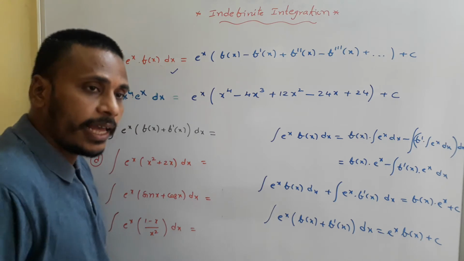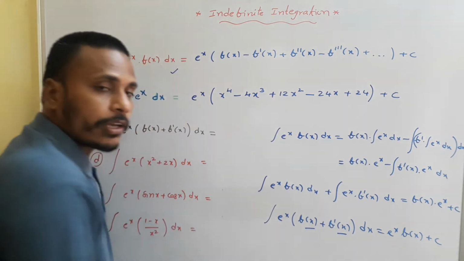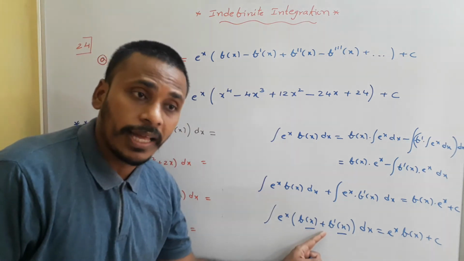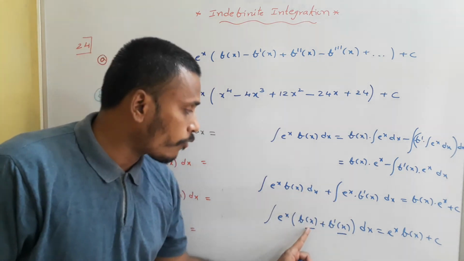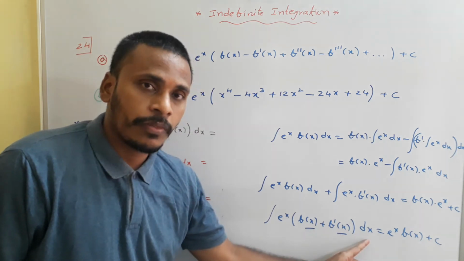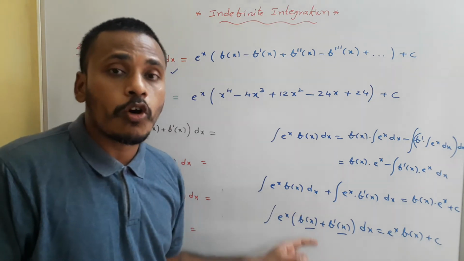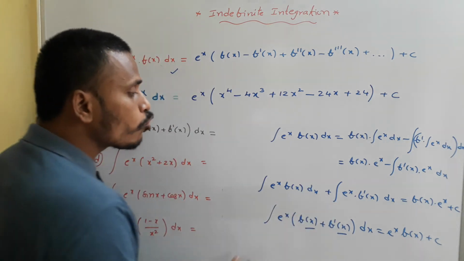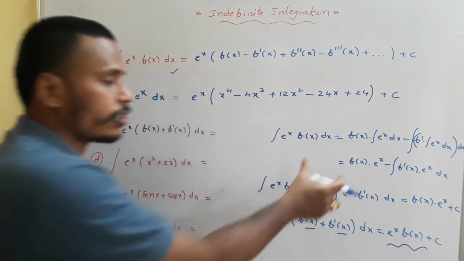Just observe this at the end. e power x into f of x plus f dash of x: one function plus derivative of that function. Okay, e power x into f of x plus f dash of x dx. To answer this, actually we need to go with integration by parts, but instead of moving with integration by parts, it is easy to mention your answer as e power x into f of x plus c with this discussion.